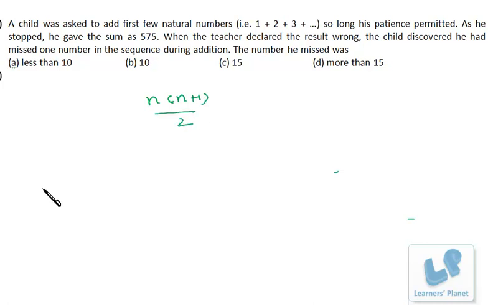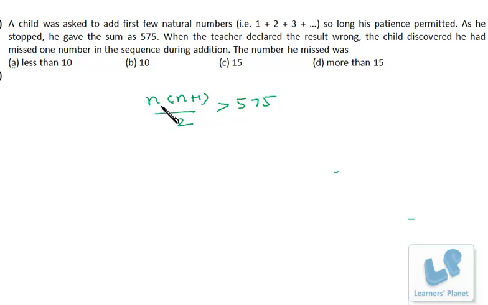And the child is adding the first n natural numbers. We do not know the value of n, but the sum should definitely be a bit greater than 575 because he has missed one number, right? So this should be greater than 575. Now we have to find out the value of that one missing number, right? Now what we have to do is, by trial and error, we have to find out the value of n. So this expression is greater than but closer to 575, right?